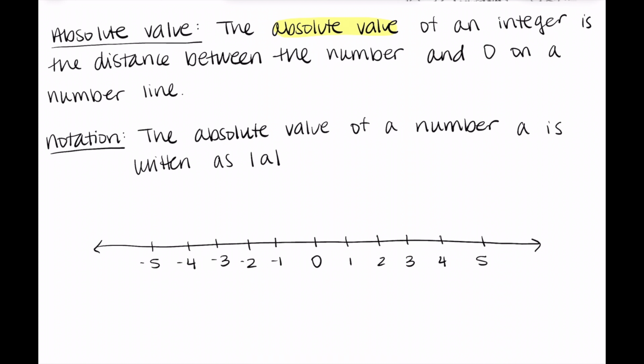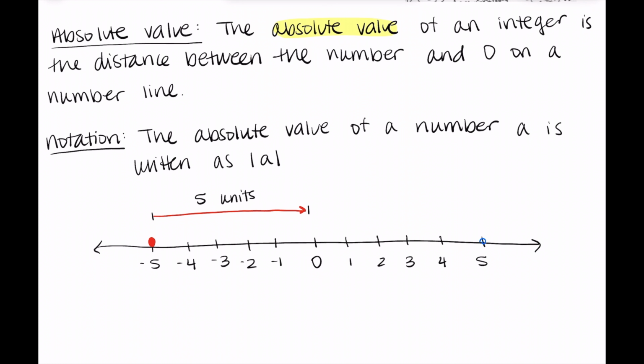We'll start out with the -5. So I will plot where -5 is, and we're looking at the distance between -5 and 0, right? That's what the absolute value is. So between -5 and 0, well, that would be 5 spaces, right? So the absolute value of -5 would just be 5 units.